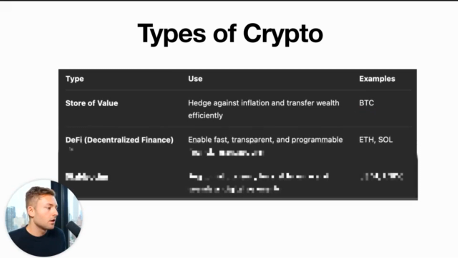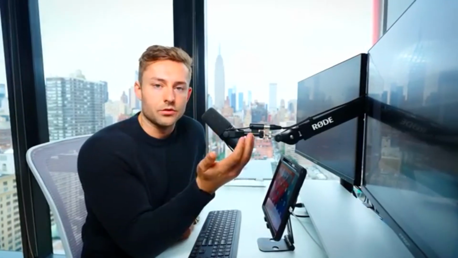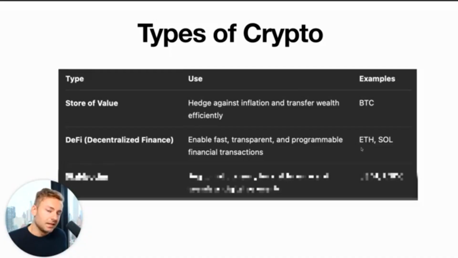The next would fall under the category of decentralized finance. This is a relatively wide bucket, but picture this being a transparent, programmable way to do financial transactions, to automate things, set conditions. We'll get into the details of that in a second, but big examples that are widely known are Ethereum and Solana.